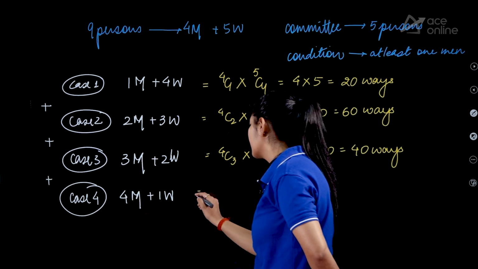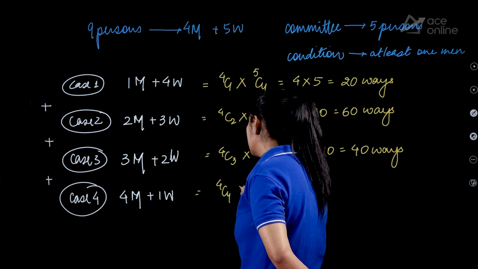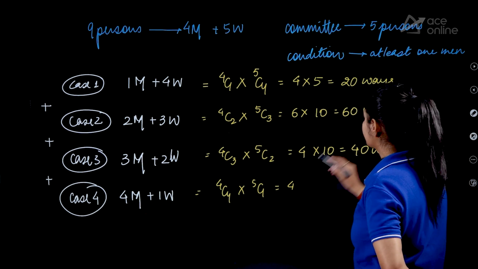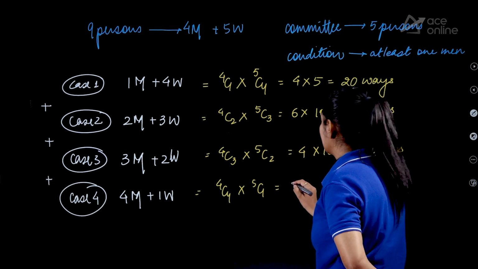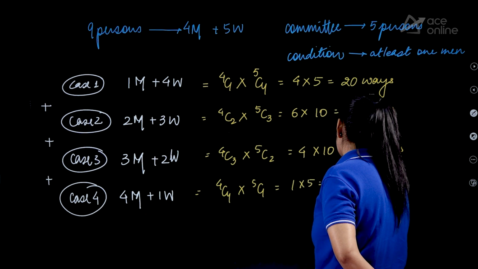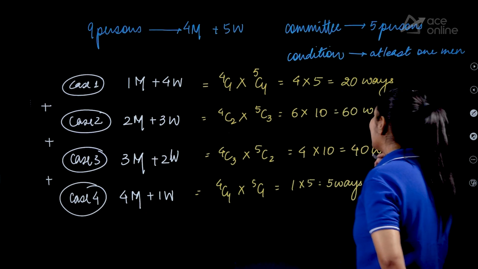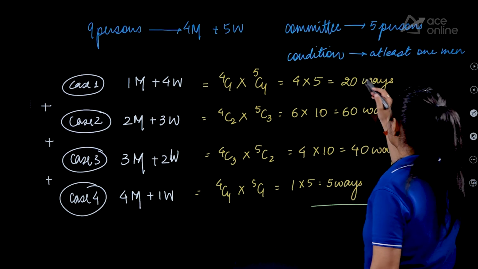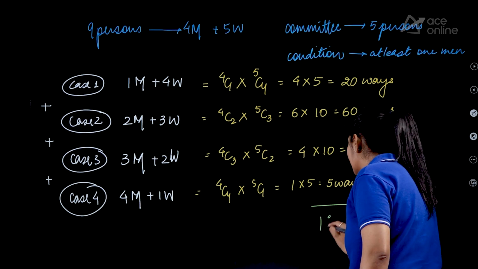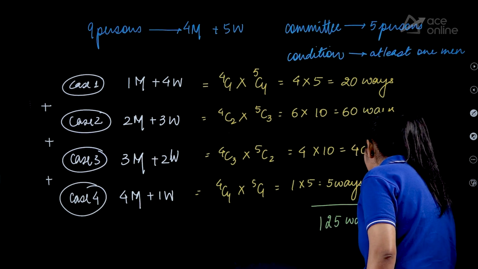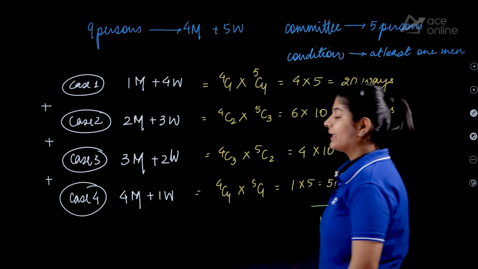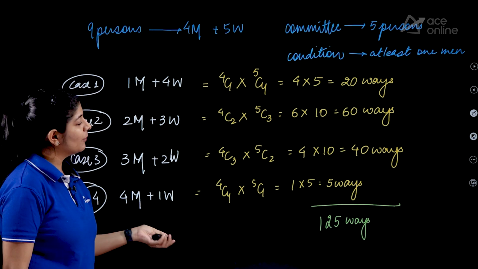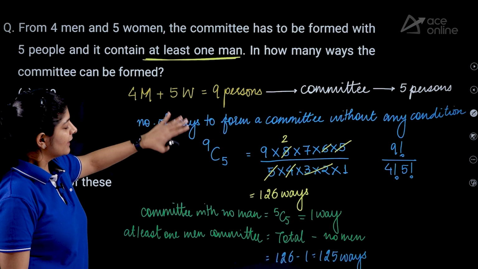Now in this one, 4C4 into 5C1. So 1 into 5. That means 5 ways. So whenever we are having different cases, what we need to do? We need to add all the values. So when I add all these values, again I am getting my same answer, that is 125 ways. Again I am getting the same answer, that is 125 ways. So you can solve it in this manner also, but this one takes less time.